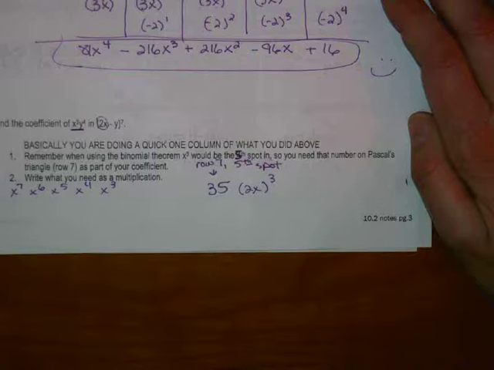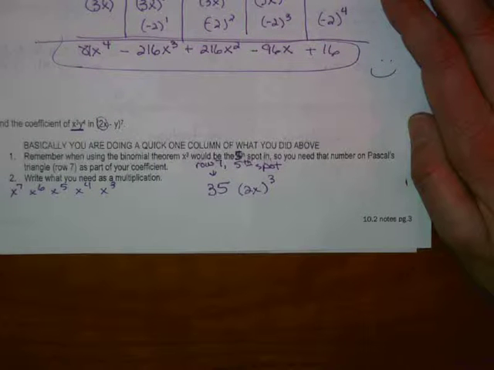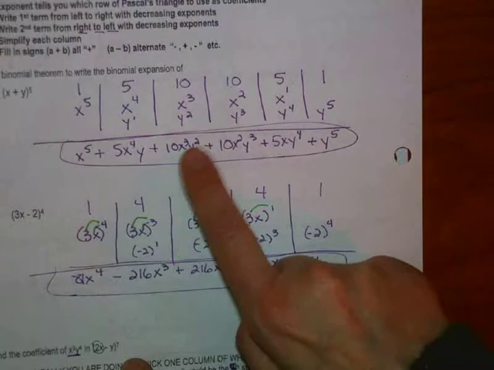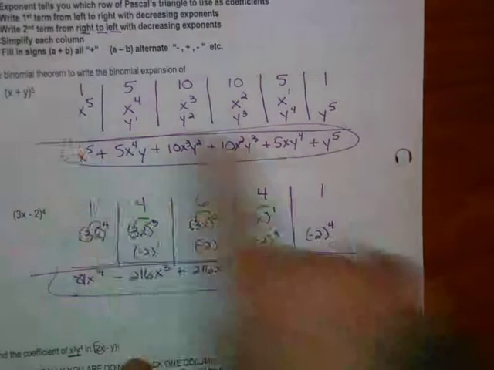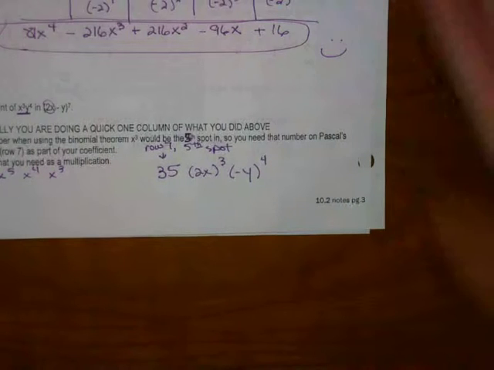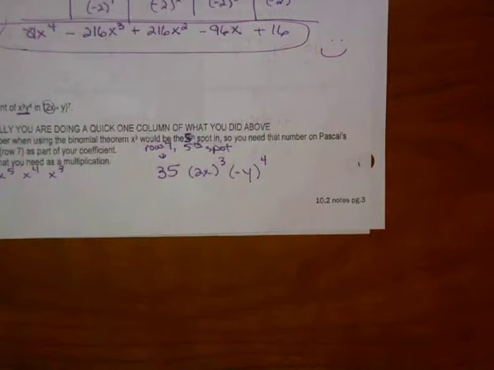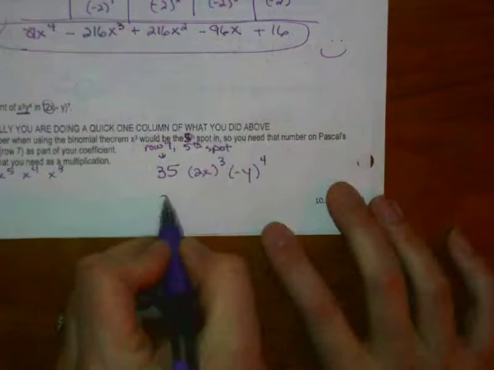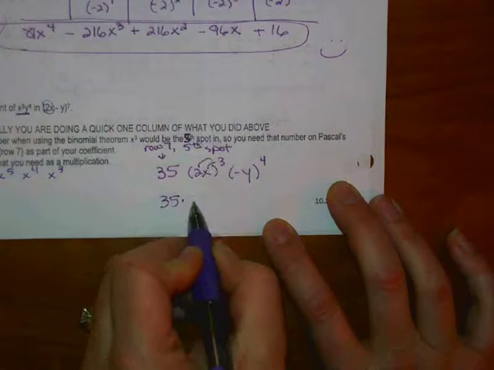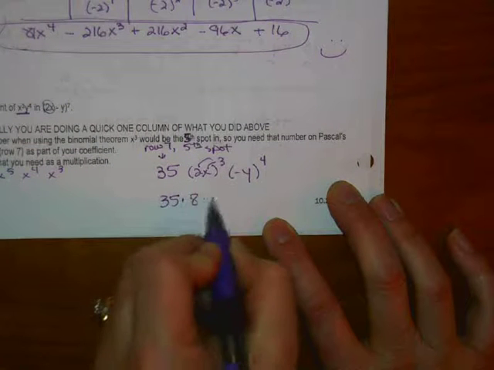What am I going to put on the y? Remember what I said up here? The two exponents have to add up to your original. So it's got to be negative y to the 4th, because 4 and 3 have to add up to my original. And then, instead of expanding that whole thing, you can just do the math with this, and you'll get the coefficient. 35 times 2 cubed is 8 times x cubed.